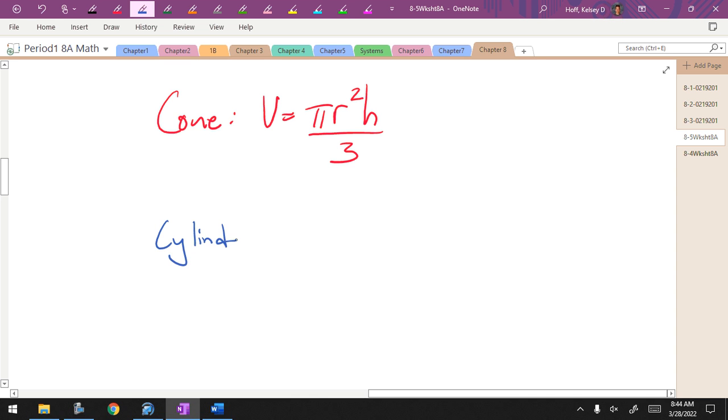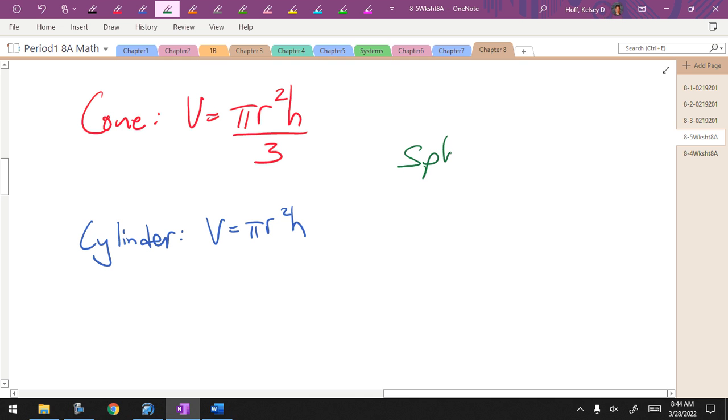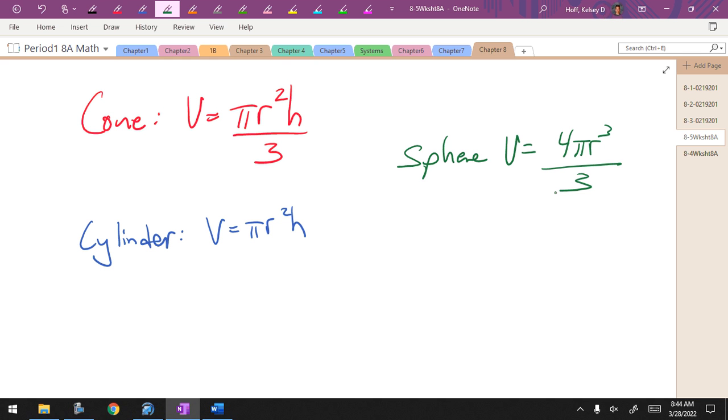Cylinder. What do you know about cylinder? It's the only one you don't divide by 3. And sphere is the really crazy one, right? Four pi radius cubed divided by 3. This way, you have all of those formulas on the back of that page.